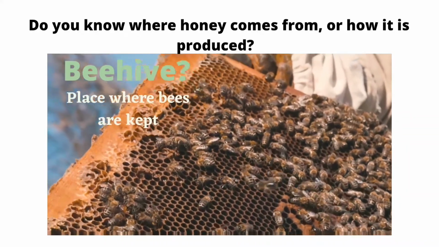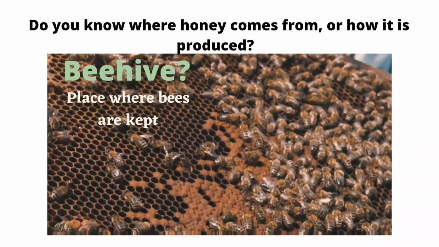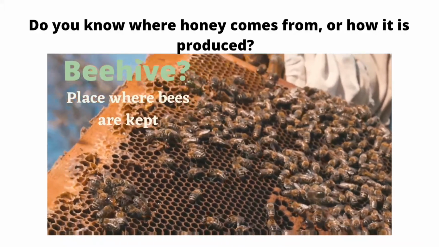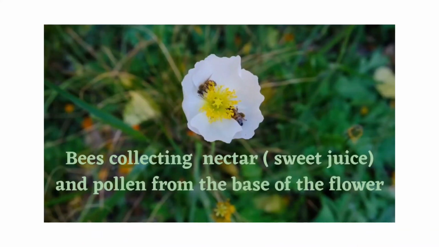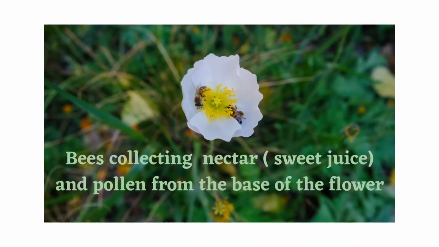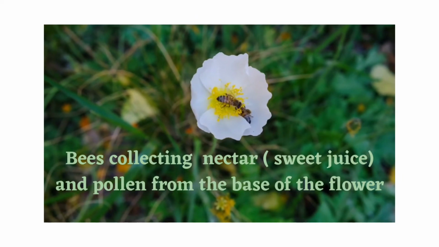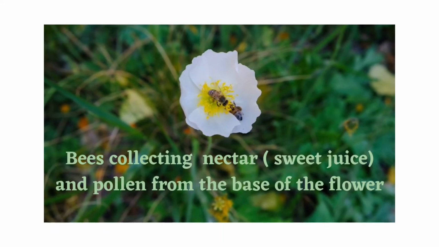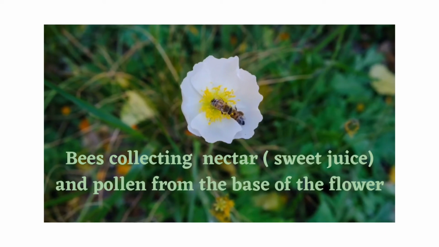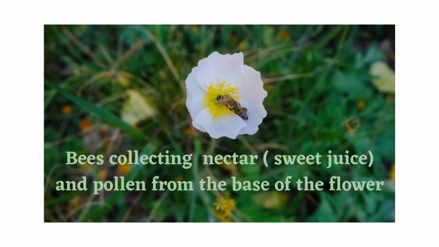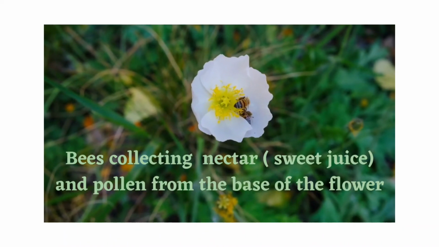How honey is produced, and what is a beehive. A beehive is a place where the bees are kept, a home where they collect the nectar from the different flowers and store it in the form of honey. Now see, these two bees are collecting the nectar. What is nectar? Nectar is a sweet juice and pollen from the bases of the flowers. See how these two bees are searching for the nectar, and they suck the nectar with their mouth parts and bring it back to their beehives or hives.